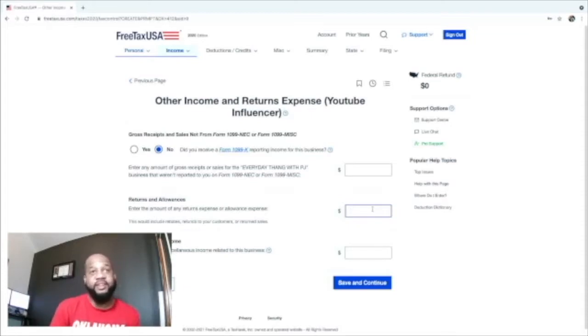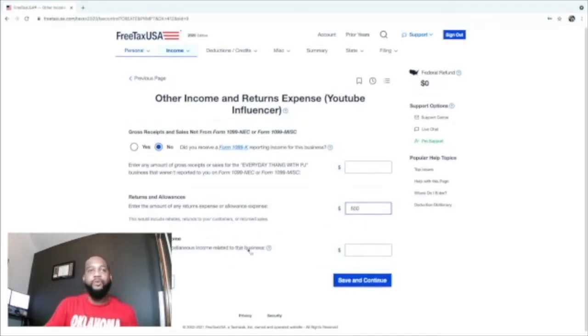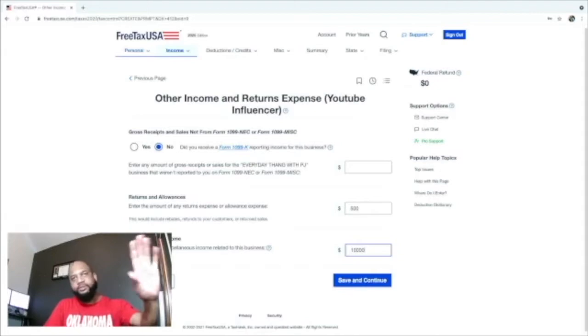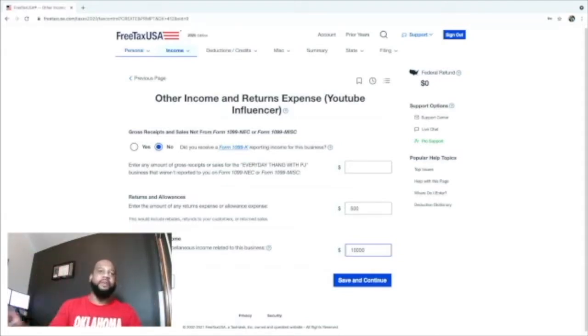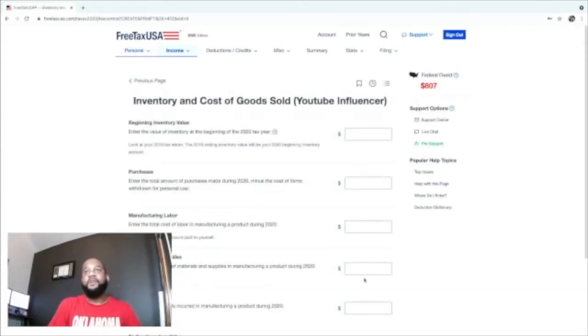For sake of science, I'm going to say we had overall a total year of $500. Miscellaneous income, whatever income you received for this business. So let's say we received $10,000 in miscellaneous income, because I don't want to put a bunch of stuff, but here's where I'm just going to put in some income. For sake of science, we want to have some income. So this is going to change our federal return. You see up here at the top, federal turns to 807.